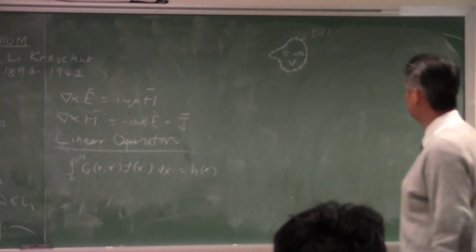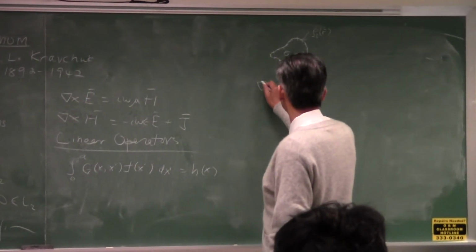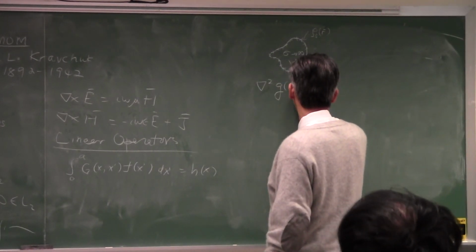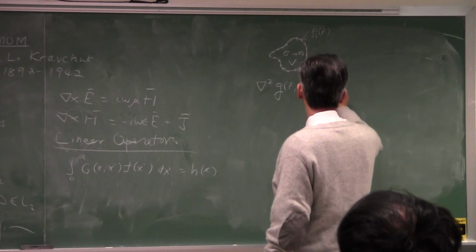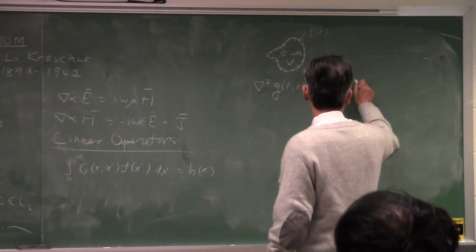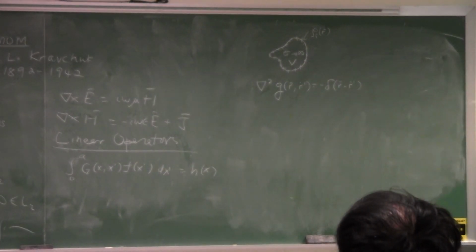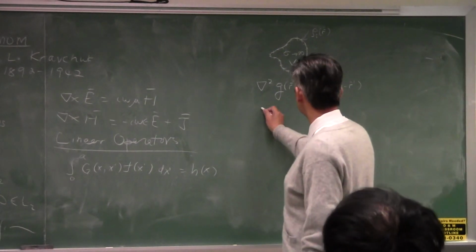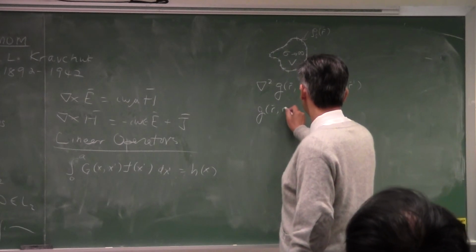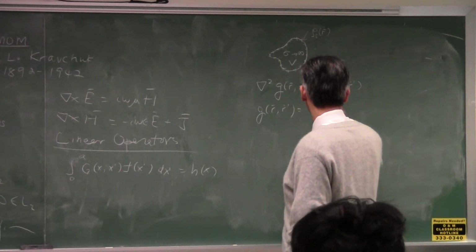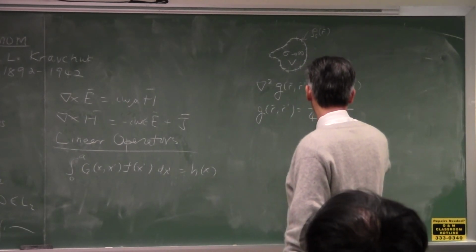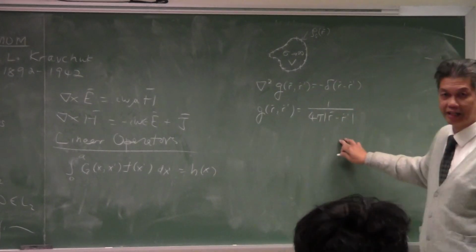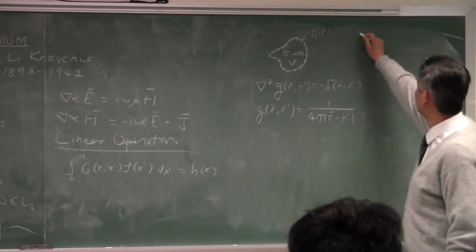And then we all know about Green's functions. Green's functions are solutions to this equation. That's Green's function. We actually have solved this. It's equal to 1 over 4 pi |r minus r prime|, because we have solved the dynamic case. In the dynamic case, it was this.